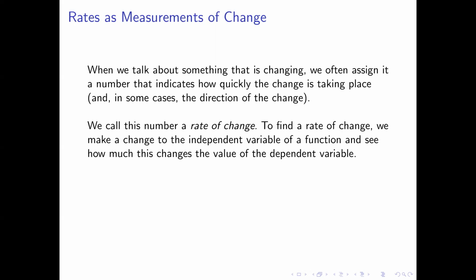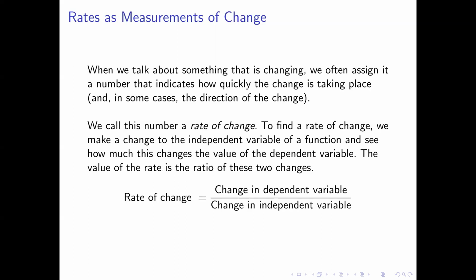And if we want to find this, one way to do it, if we're talking about a function with an independent variable and a dependent variable, is to make a change to the independent variable and then to look at how the dependent variable changes. If we look at each of those and take the ratio of them, we obtain a single number that we call the rate of change in question. So we can express this using a kind of formula. A rate of change can be thought of as a change in a function's dependent variable divided by a change in the independent variable of the function.